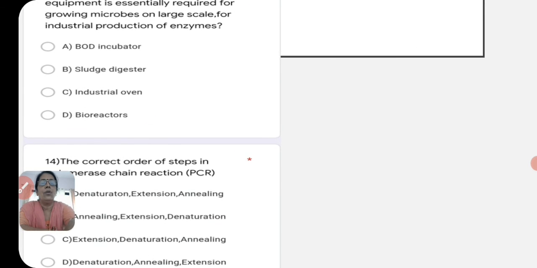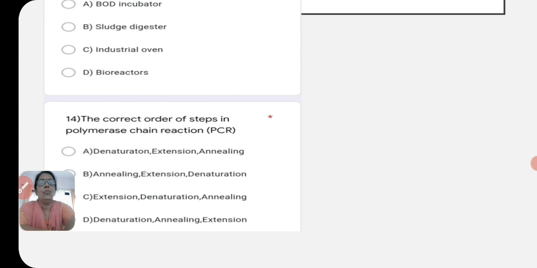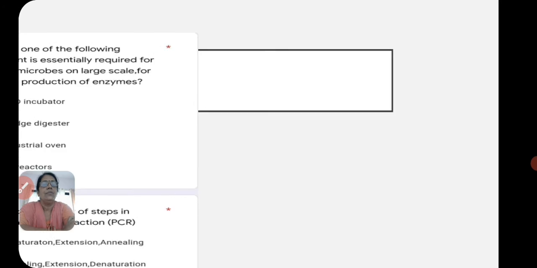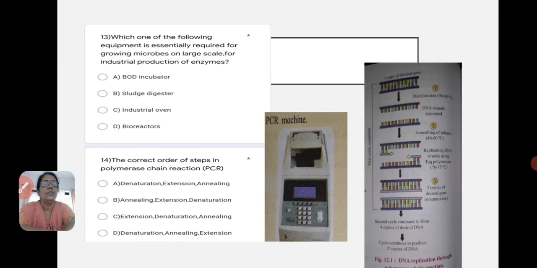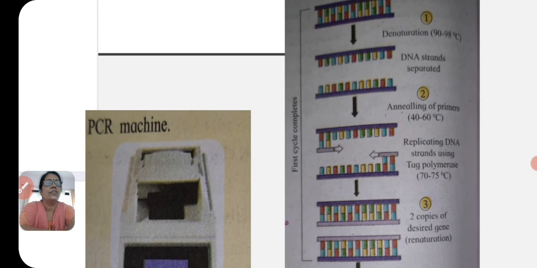The correct order of steps in a polymerase chain reaction. Look here, which are the different steps. This is the PCR machine, polymerase chain reaction. First step is the denaturation. Second step is the annealing. Third step is the replication of DNA, which is also called the extension. So the first step is the denaturation.